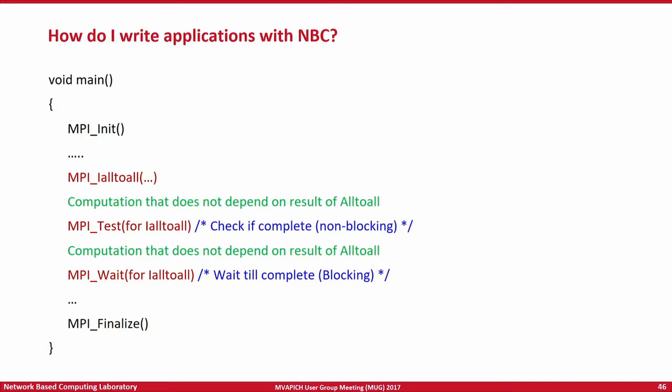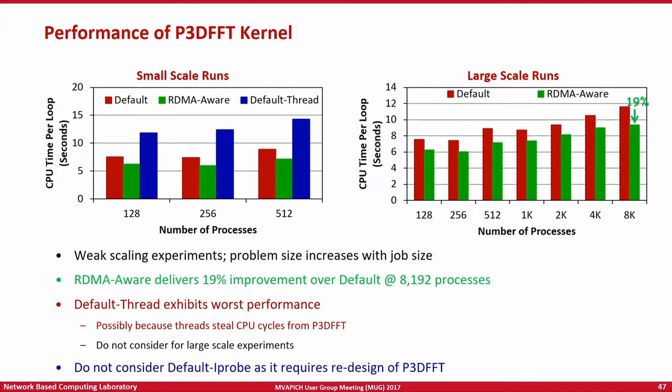Now, if done well, this is the kind of benefit that you get. Here we look at the performance of the P3DFFT kernel at 8K nodes on Stampede. So 8K nodes is 8K processes on Stampede. Using RDMA-aware non-blocking collective operations, we can get up to 20% improvement at 8,000 cores on large-scale supercomputing systems like Stampede. So again, if done well, this is the kind of benefit you can get.